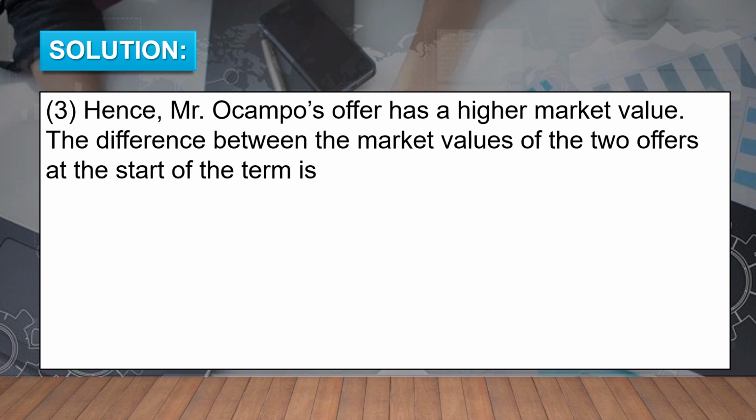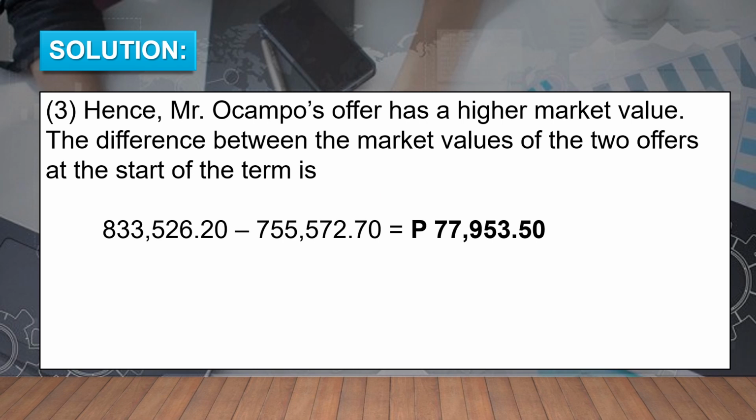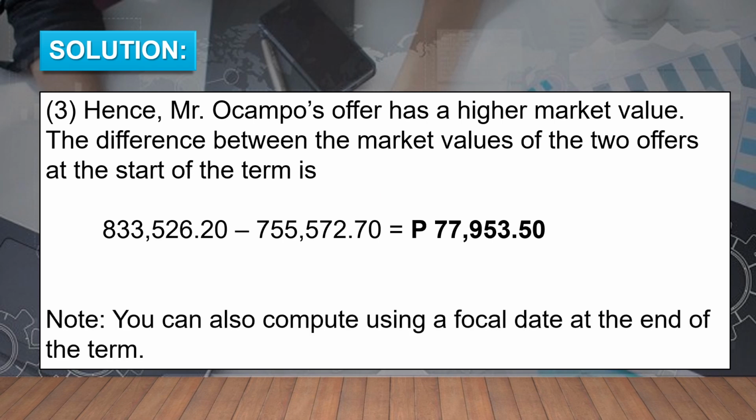Now to get the difference between the market values of the two offers at the start of the term, we simply subtract the fair market value of Mr. Cruz's offer from Mr. Ocampos' offer, which is 833,526 pesos and 20 cents minus 755,572 pesos and 70 cents, which is the difference of 77,953 pesos and 50 cents. Now we can also compute using a focal date at the end of the term. Still, you're going to get the same values.